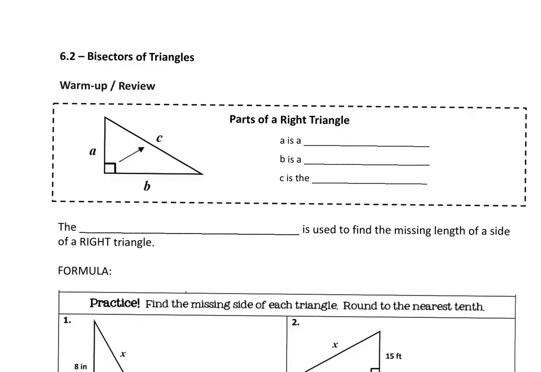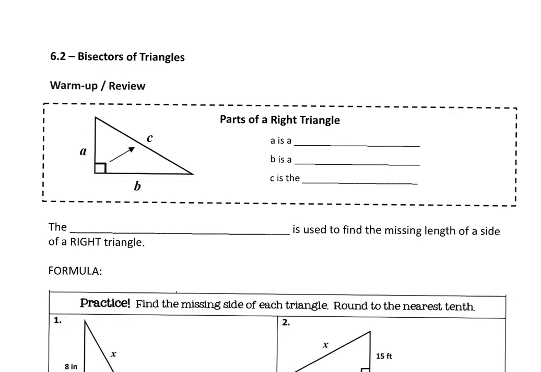right? We have three sides. The two sides that touch the 90-degree angle are called the legs. And those two sides are interchangeable. I could call this one A and this one B. Doesn't really matter which one's which, but they're both legs. Okay, C is what we call the hypotenuse.